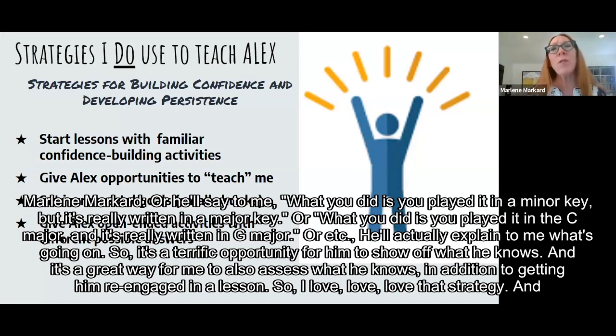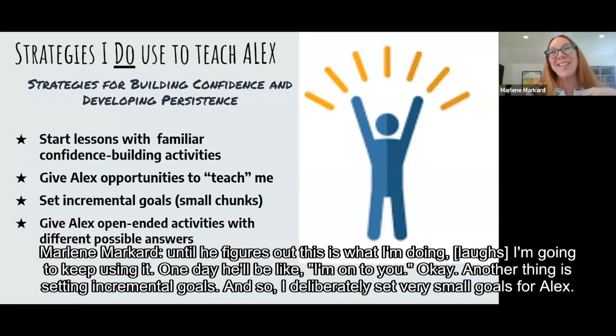So it's a terrific opportunity for him to show off what he knows. And it's a great way for me to also assess what he knows, in addition to getting him re-engaged in the lesson. So I love that strategy. And until he figures out this is what I'm doing, I'm going to keep using it. One day he'll be like, I'm on to you.